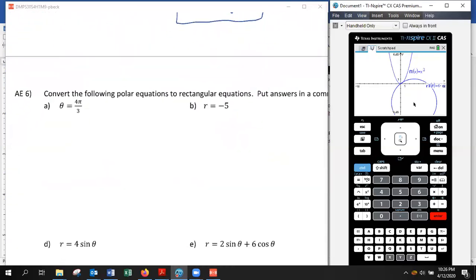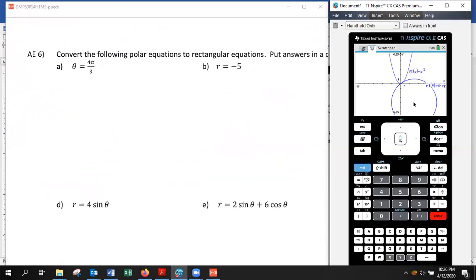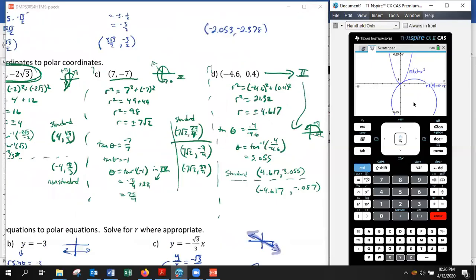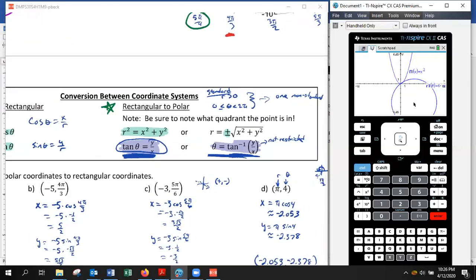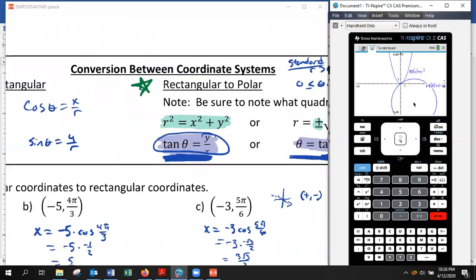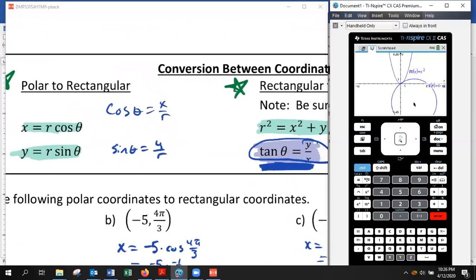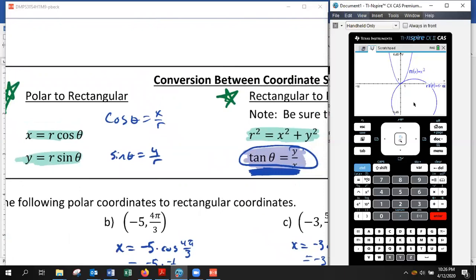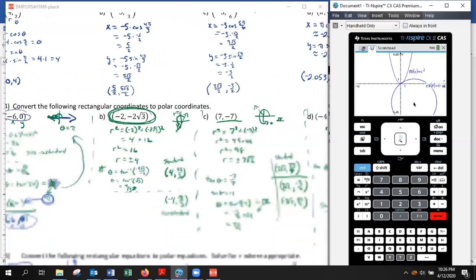Well, how do we go backwards? Going backwards, once again, we are going to use the formulas that we have here. What do we know about r? What do we know about r squared? How do we change our x squared and y squared? How do we change our r squared and x squared plus y squared? How do we change our r's into x's and y's? Really, these 4 equations are going to be the key cornerstones to everything that we do, converting between the two systems.